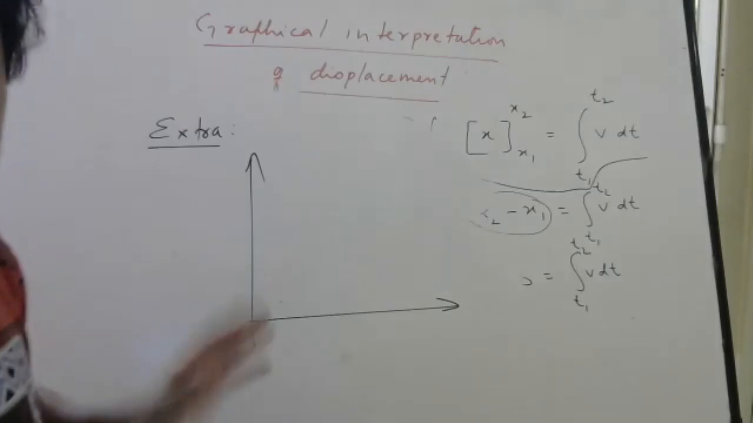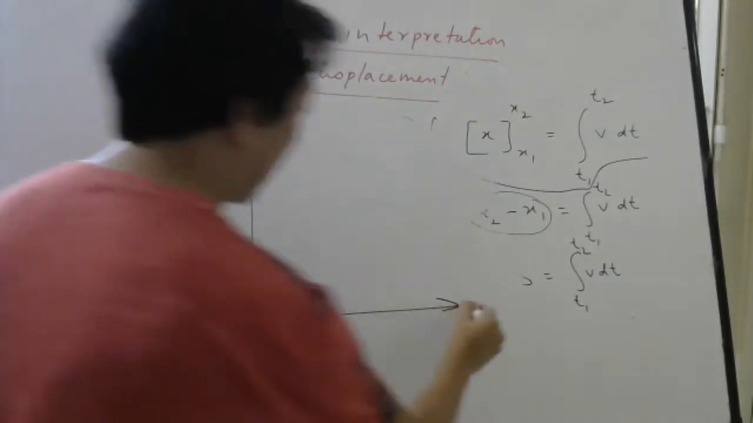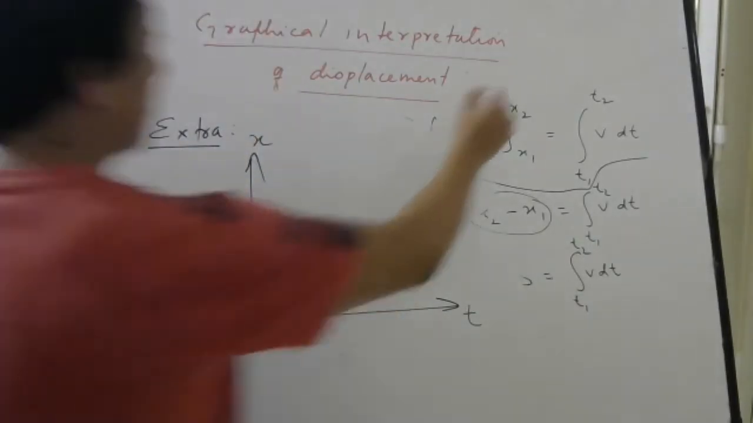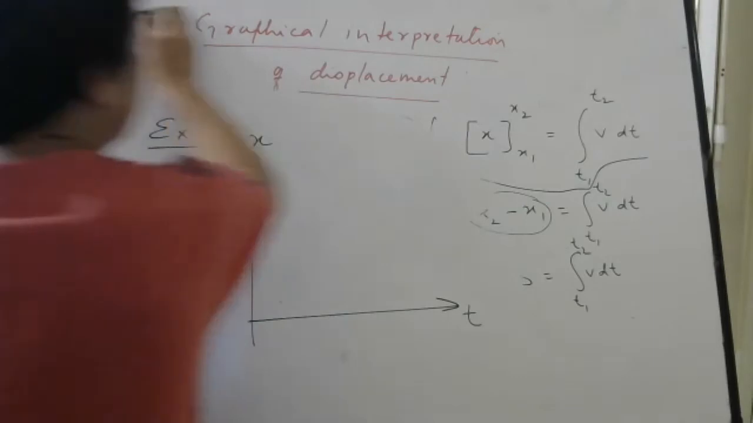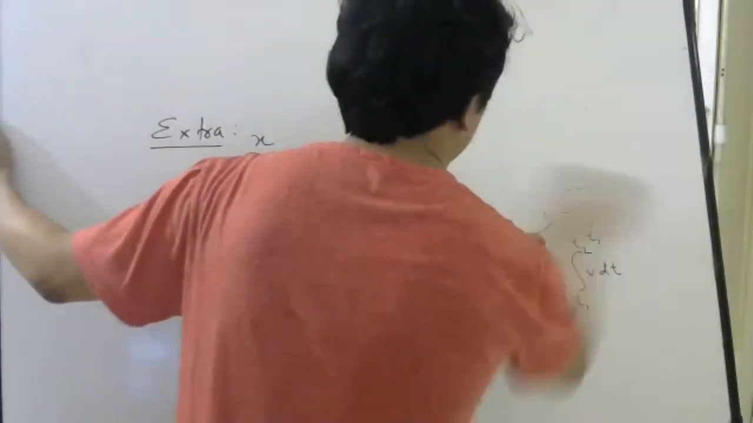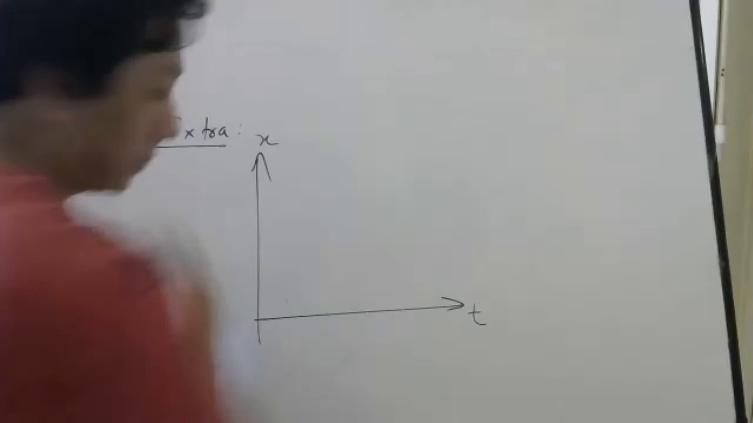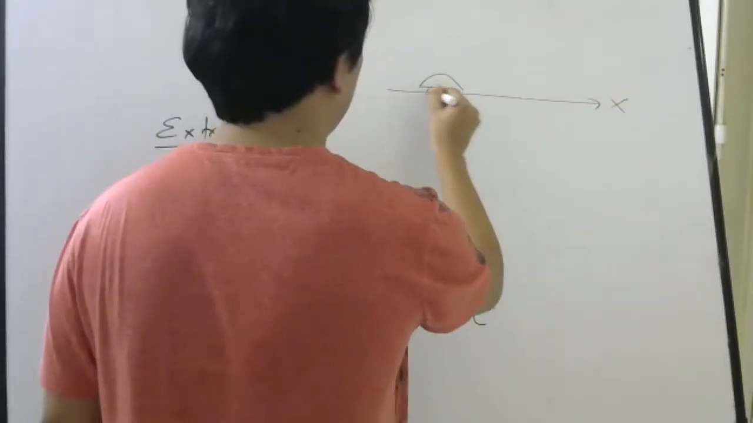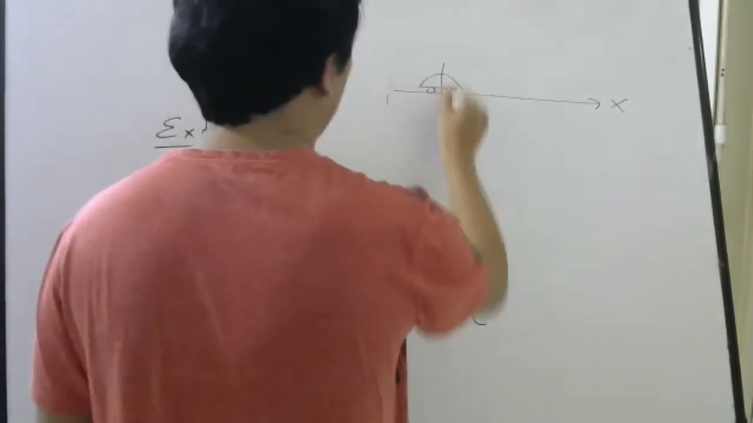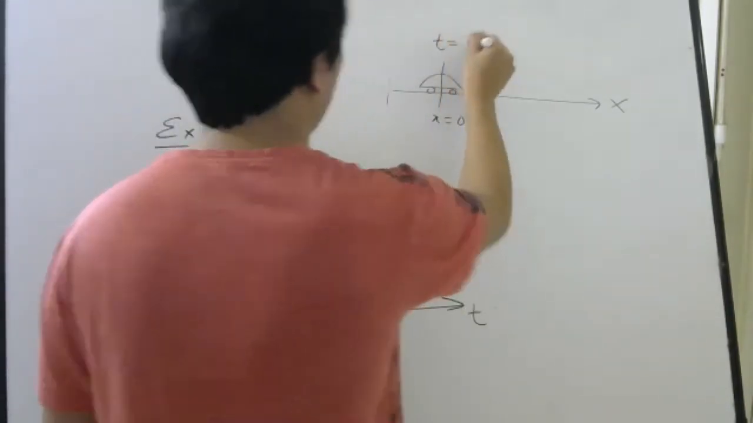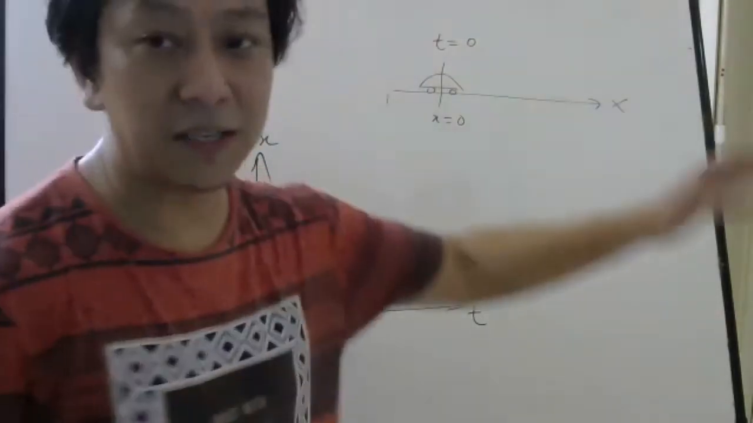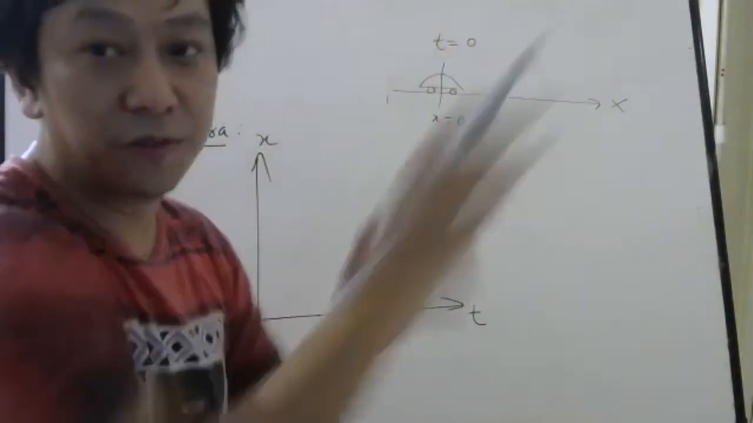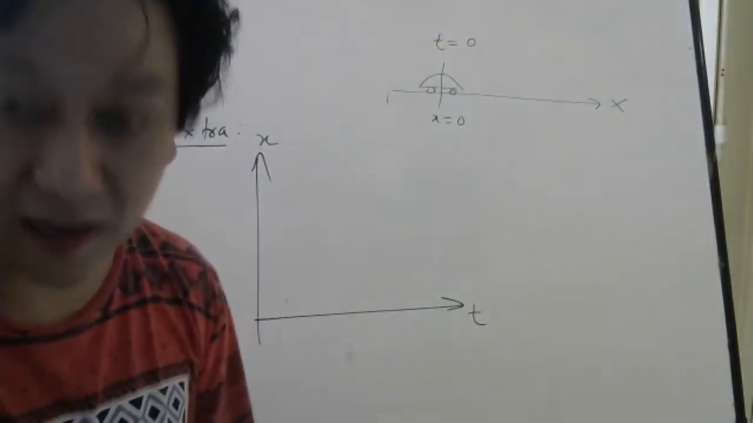So now I'm going to give you a position versus time graph, or you can say a displacement versus time graph. Imagine this is your x-axis and there is a car here. It starts from x equal to 0 at time t equal to 0. When the car starts, I start my stopwatch, tick like that. As it begins to move, I measure its position and then I draw a graph.